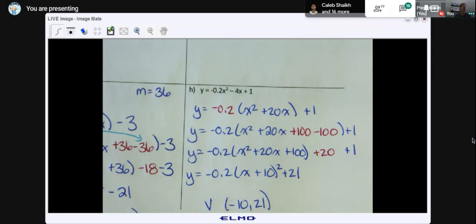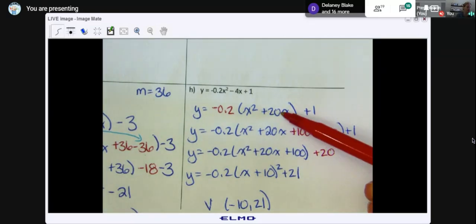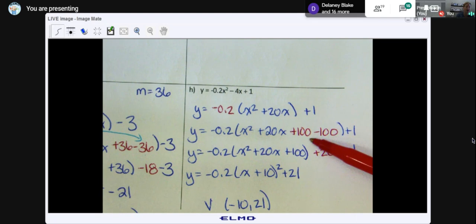So compare your answer. I factored out a, which is negative 0.2. That left me with x squared plus 20x inside the bracket. My m value is b divided by 2, so 20 divided by 2 is 10. 10 squared is 100. I add it and I subtract it in the same step.